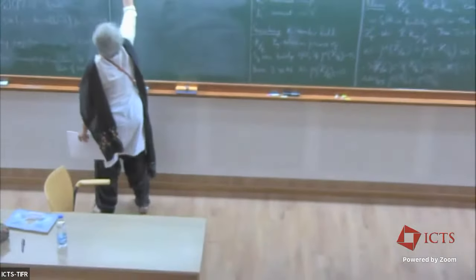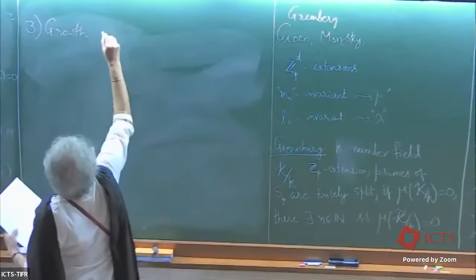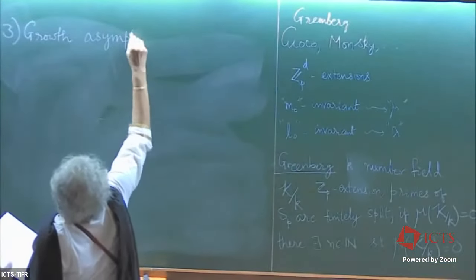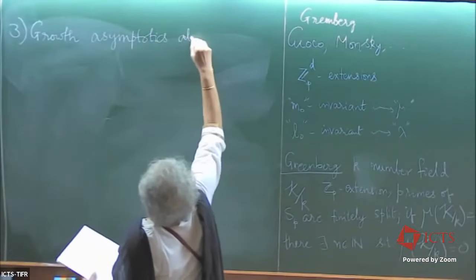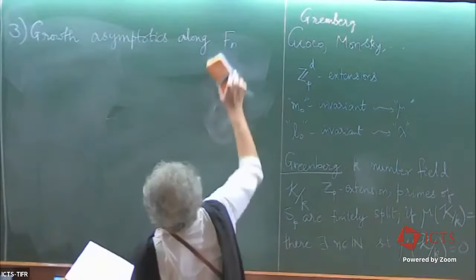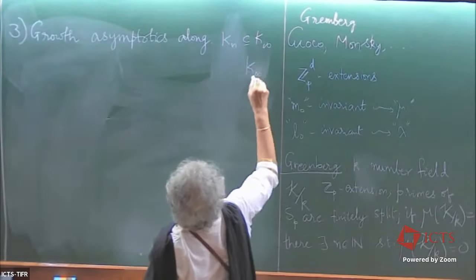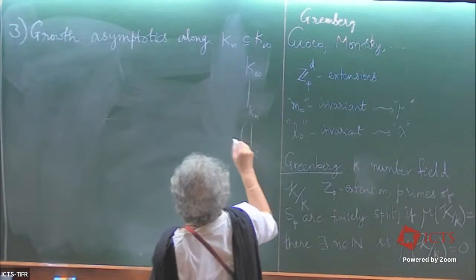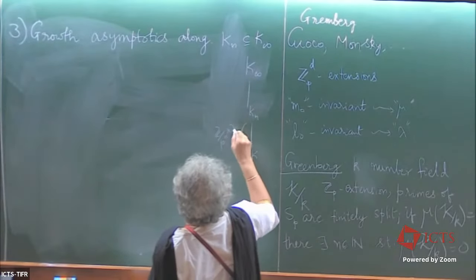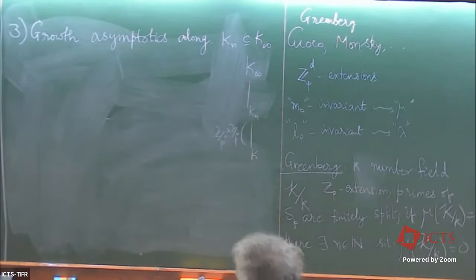So therefore, again, we have those applications: growth asymptotics, both of Mordell-Weil ranks, along the finite layers K_n. What did I call it? K infinity. So you have K infinity, and this typically will be a Z/p^n cross Z/p^n. For such intermediary layers, you get some growth asymptotic patterns for the Mordell-Weil rank of the Selmer group and so on. Okay, so that's the next application.